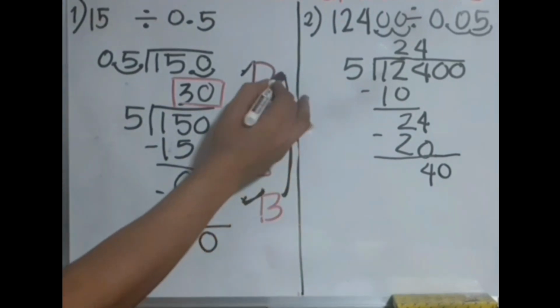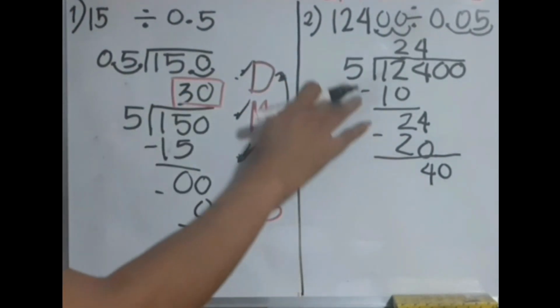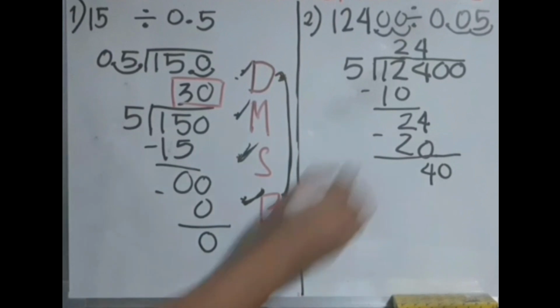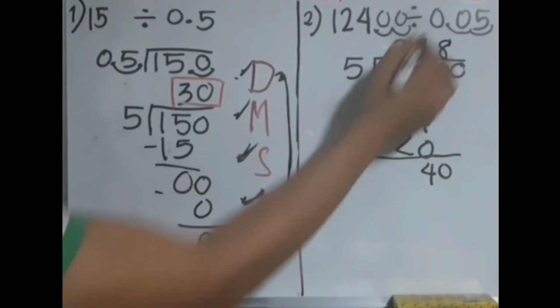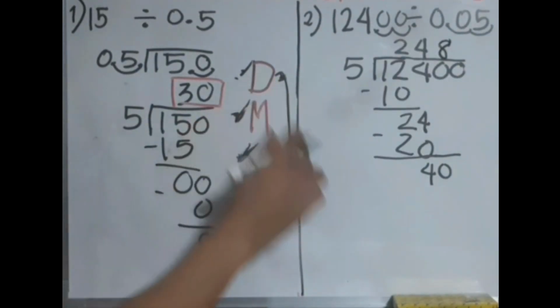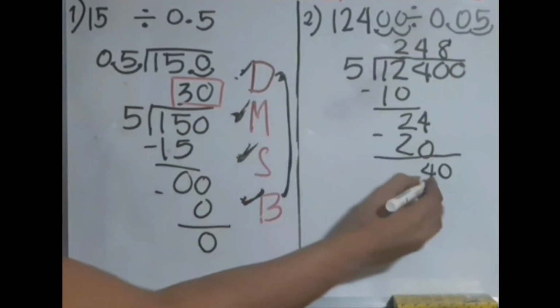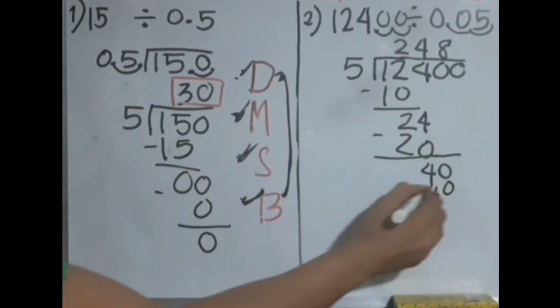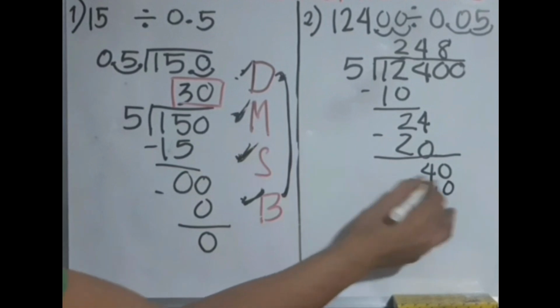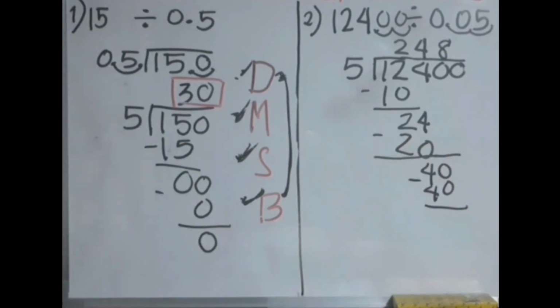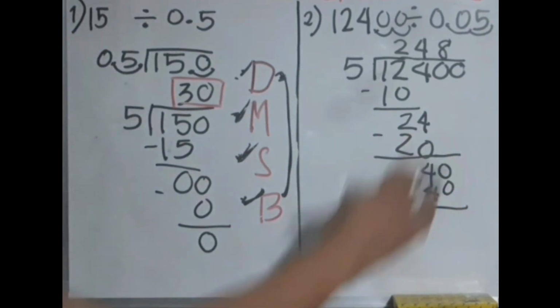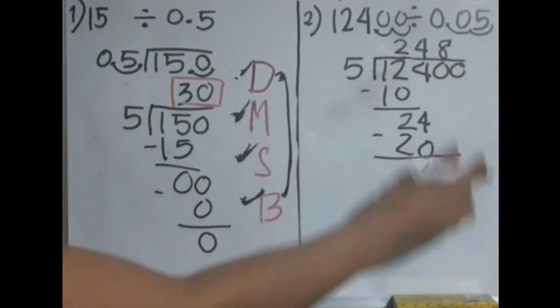Then, go back to the first step, which is divide. 40 divided by 5 is equals to 8. Then, multiply. 8 times 5 is equals to 40. Then, subtract. 40 minus 40 is equals to 0. Meron pa tayong i-bring down na isang 0. We need to bring down 0.